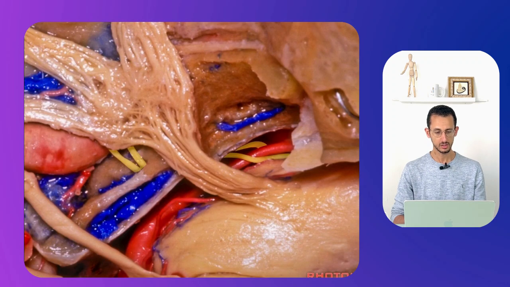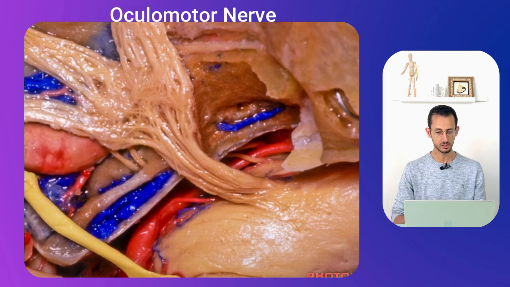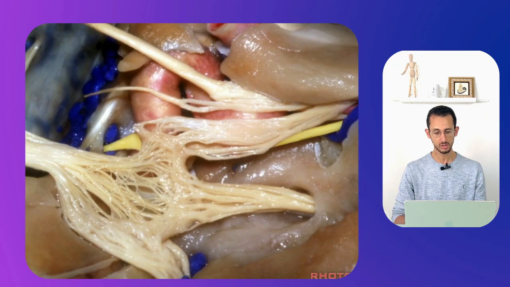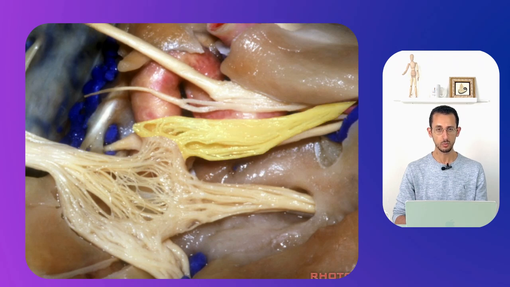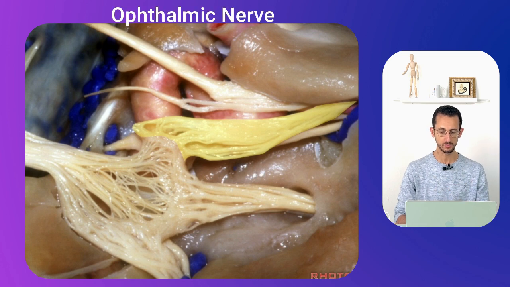And if we look here, this picture showing the abducens nerve as it goes through the inferior cavernous sinus, and the oculomotor nerve here is entering into the roof of the cavernous sinus. In this picture, you can see the abducens nerve again, and it's going below this petrosphenoidal ligament, as mentioned before. And it's going into the inferior portion of the cavernous sinus, where it's paired with V1, the ophthalmic nerve, the first branch of the trigeminal nerve.